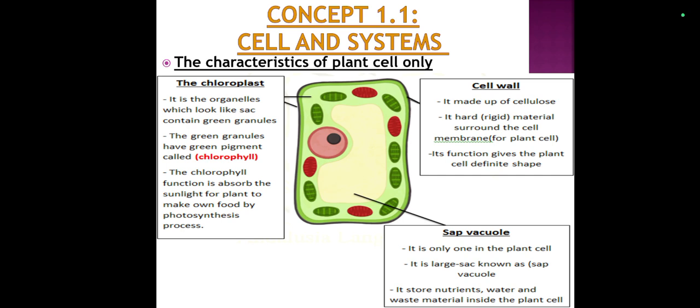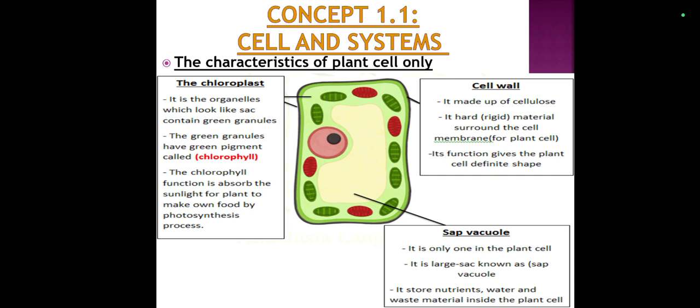each other. Like first, the cell wall. The cell wall is a substance that surrounds the cell and it is made up of cellulose. It's a hard material above the cell membrane. Its function is to keep the plant cell in a definite shape. So that's why the animal cell doesn't have a definite shape, as it doesn't have a cell wall.